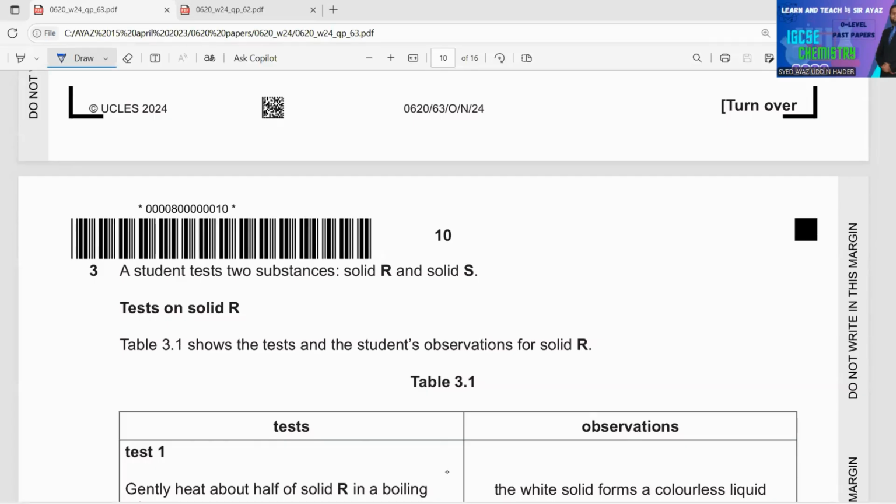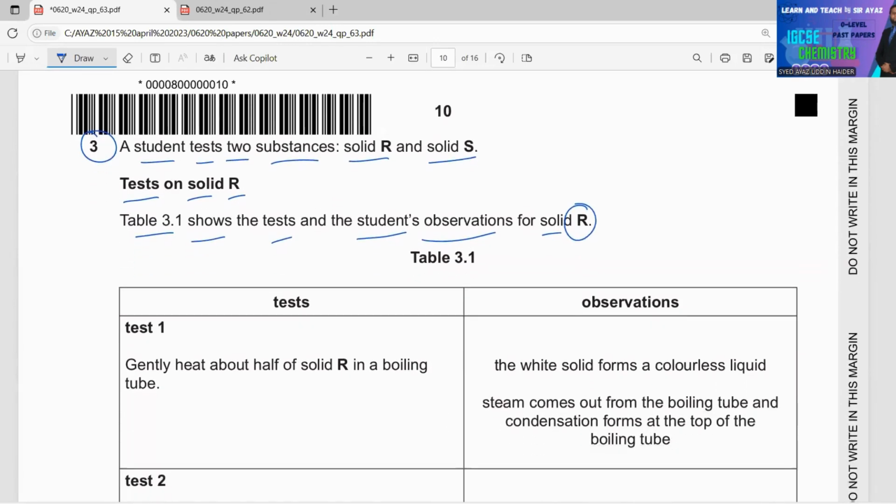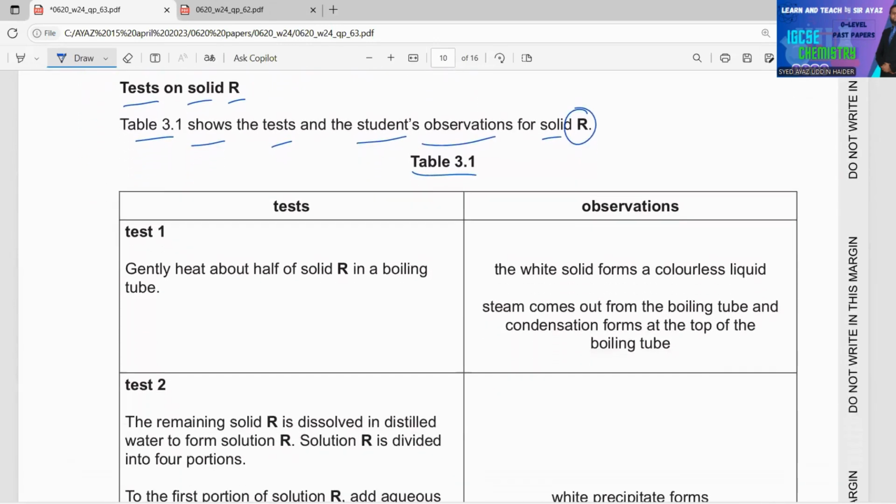Question number 3. A student tests two substances, solid R and solid S. Test on solid R. Table 3.1 shows the test and the student's observations for solid R. So here's table 3.1. Test 1. The student gently heats about half of solid R in a boiling tube.